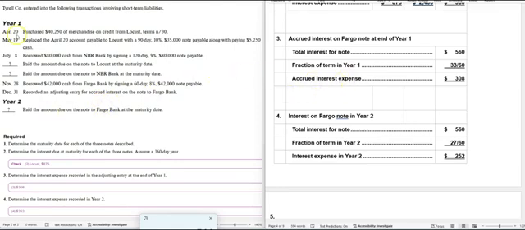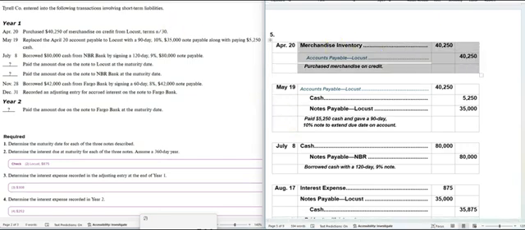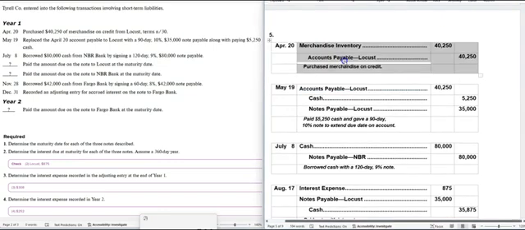So let's do the entry to record the purchase of merchandise on credit from Locust. Our company went out and bought inventory on credit. Didn't see anything about signing a note, so this is simply a purchase on account. So we will debit merchandise inventory, credit accounts payable.